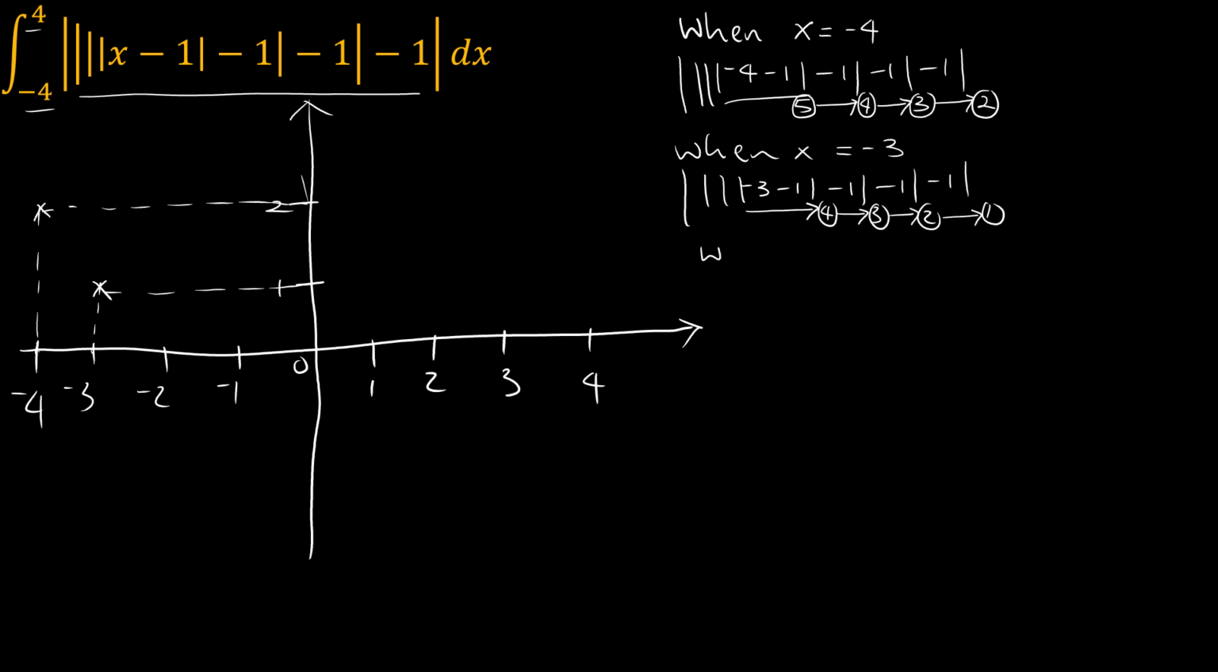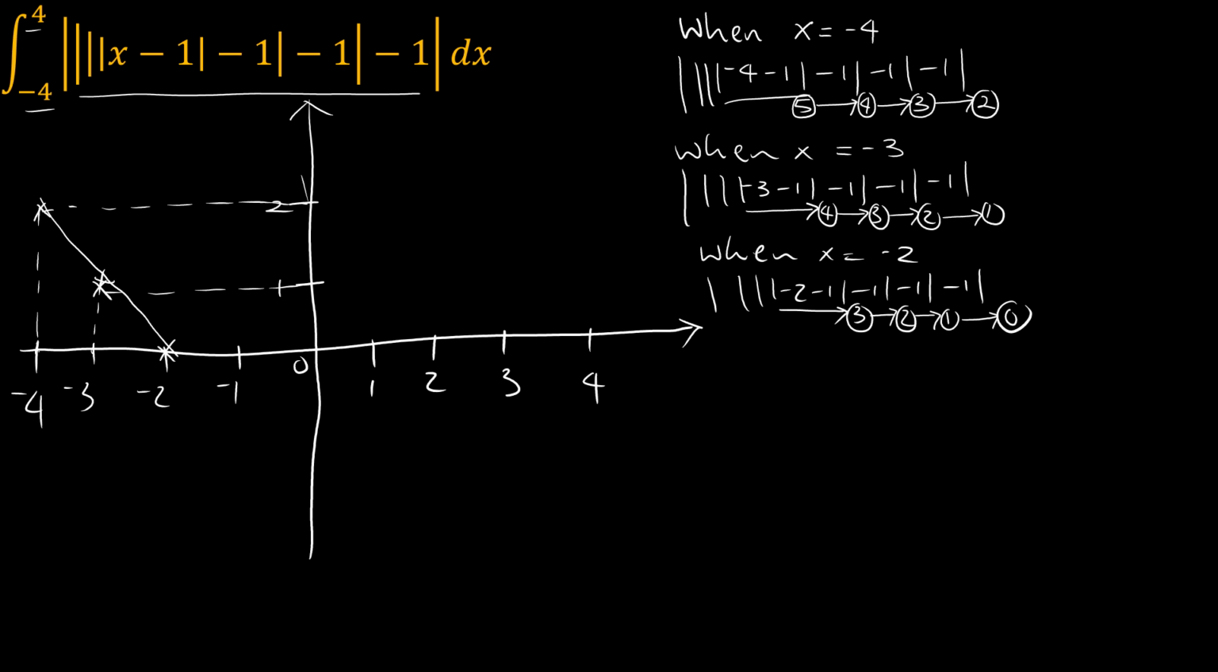What about when x equals -2? We have -2 minus 1 absolute, -1 absolute, -1 absolute, -1 absolute. You see from here, we're beginning from 3, and then we go down to 2, we go down to 1 here, and we go down here to 0. So this goes down to 0 here. Okay, so we can just draw a straight line.